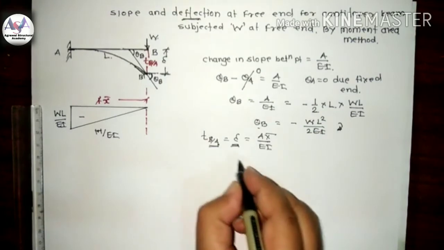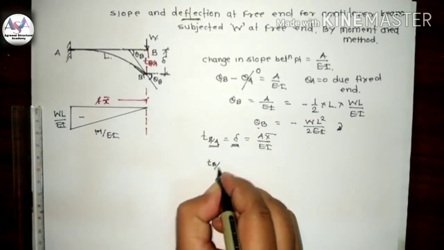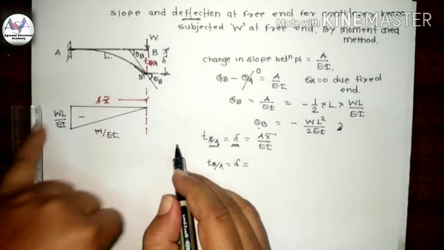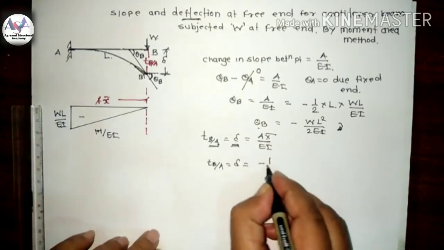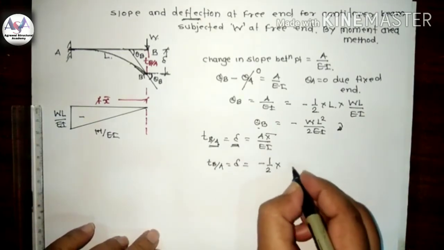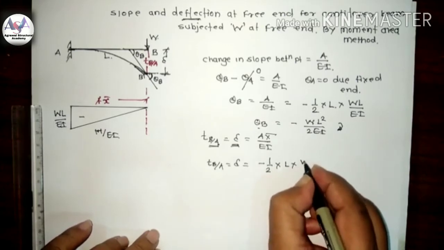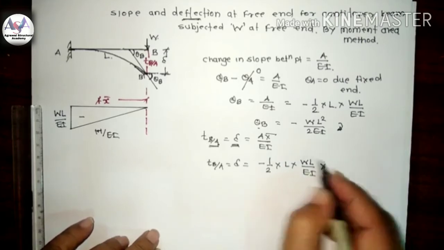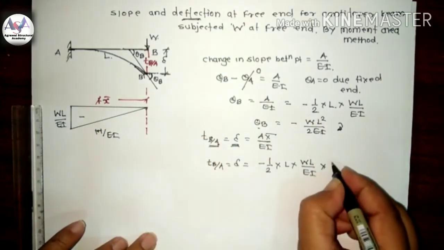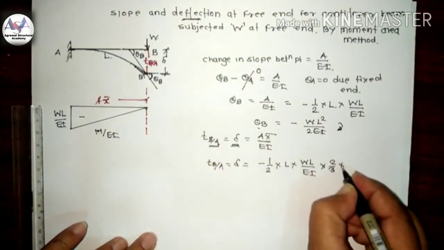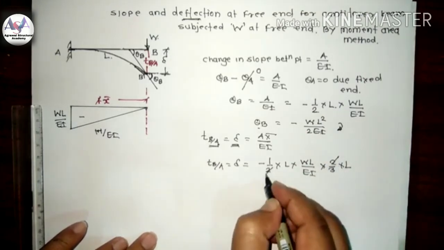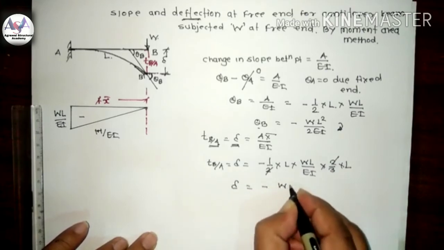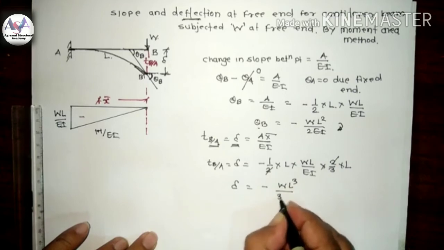So here we can say that TBA, equal to delta, is equal to the area between this, minus because of hogging, 1/2 base into height, into the centroid distance from here, that is 2/3 of L. So this 2 gets cancelled. So delta is equal to minus WL cube upon 3.